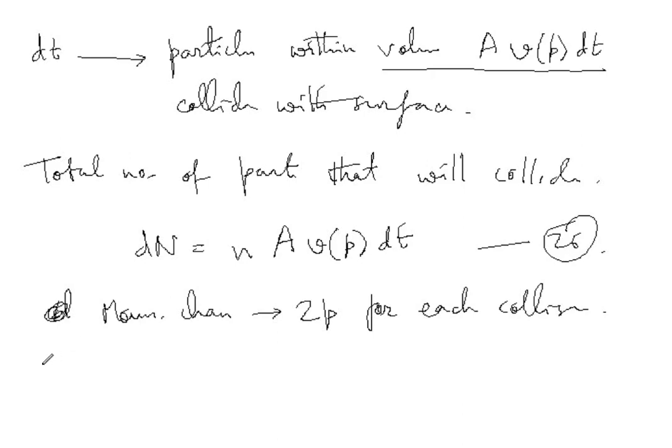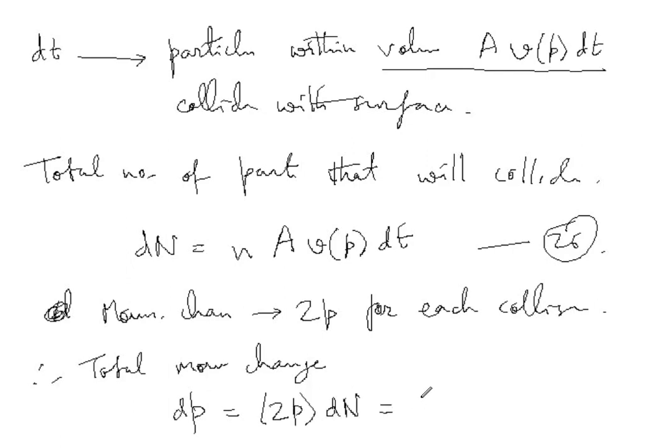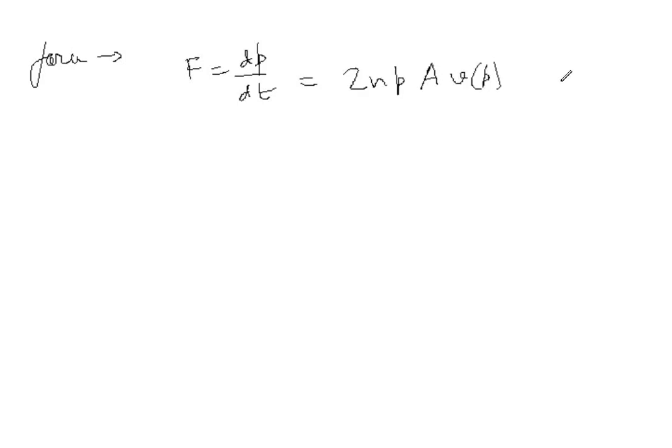Therefore, the total momentum change, we can write dp is equal to 2p times dn, right? So this is 2p times n A v_p dt, equation 27. So far this is quite basic stuff. And what about the force? Force is, as we know, dp/dt. So this is just 2 n p A v_p, equation 28.